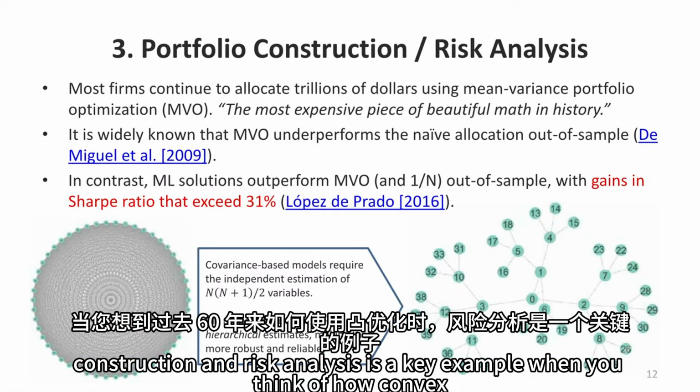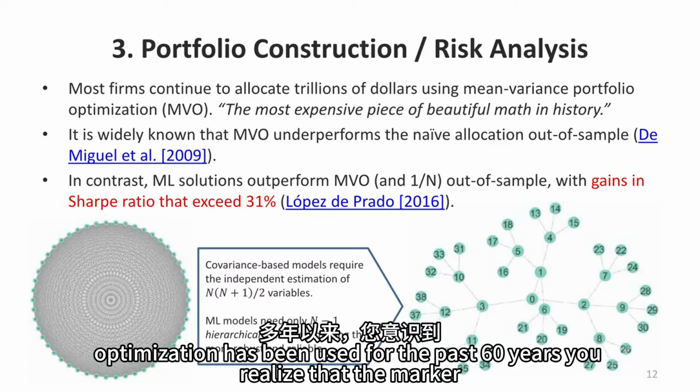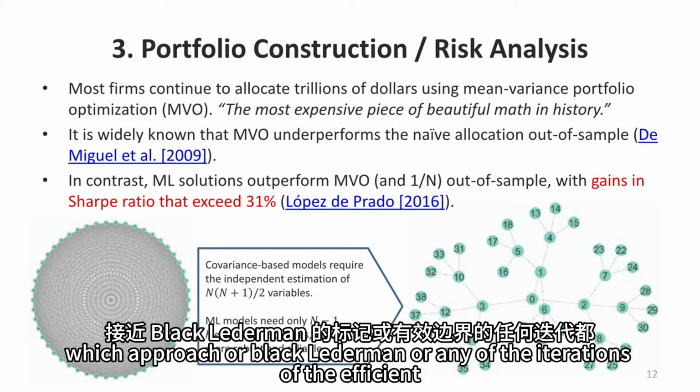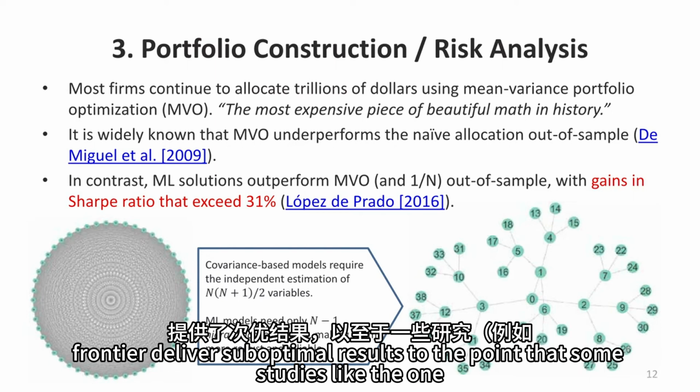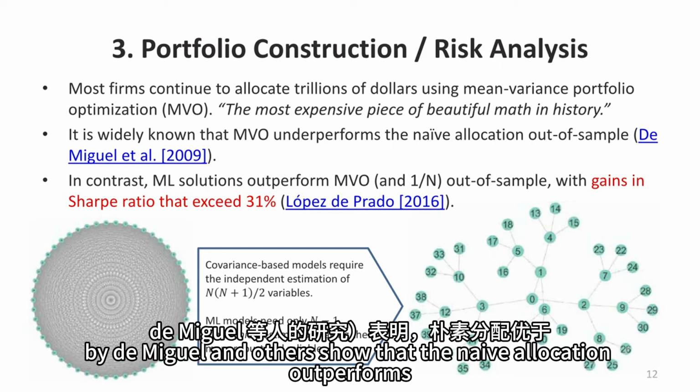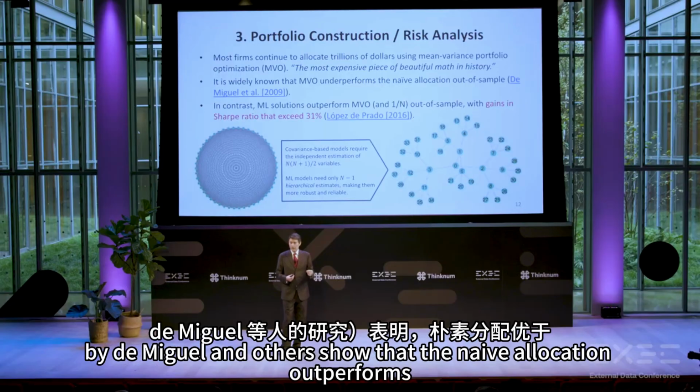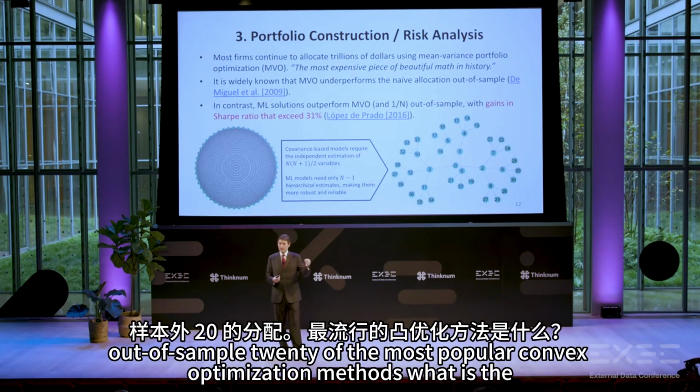When you think of how convex optimization has been used for the past 60 years, you realize that the Markowitz approach or Black-Litterman or any of the iterations of the efficient frontier deliver suboptimal results, to the point that some studies, like the one by De Miguel and others, show that the naive allocation outperforms out of sample 20 of the most popular convex optimization methods.